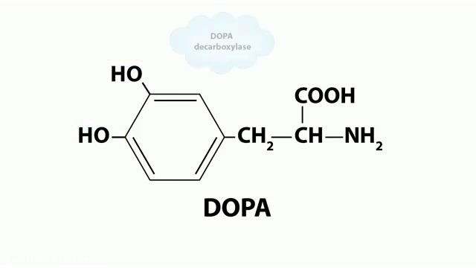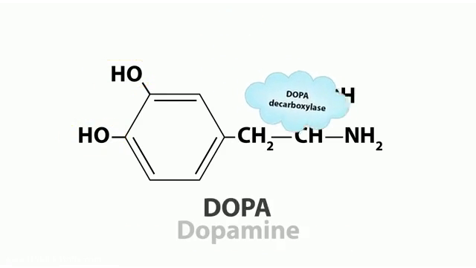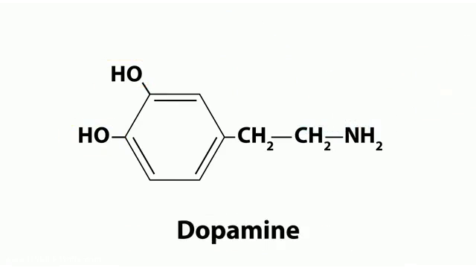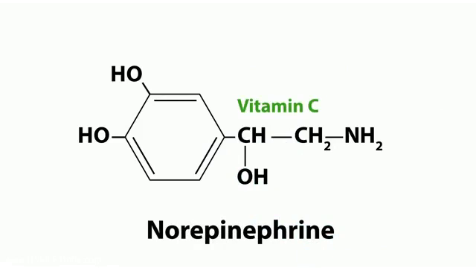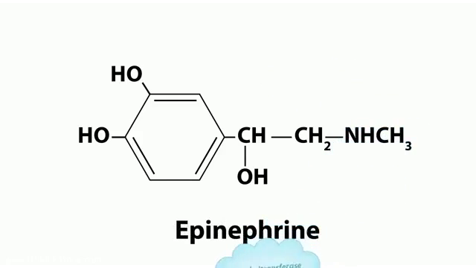The next enzyme is called DOPA decarboxylase, which removes a carboxyl group from DOPA so that you have dopamine. And there's an important cofactor for this enzyme, which is vitamin B6, or pyridoxal phosphate. Then the enzyme dopamine beta-hydroxylase comes along and adds another hydroxyl group to the side chain on dopamine, and that makes norepinephrine. And here, the cofactor is vitamin C. And then finally, we have a step where you don't need to memorize the enzyme. But there's a methyltransferase that comes along and adds a methyl group to the side chain, and that produces epinephrine.